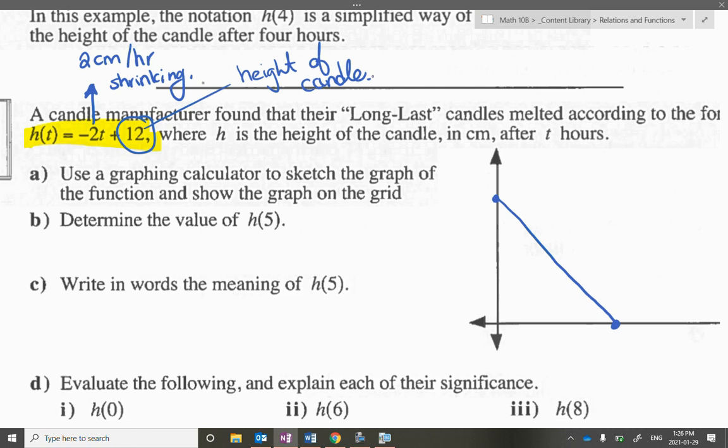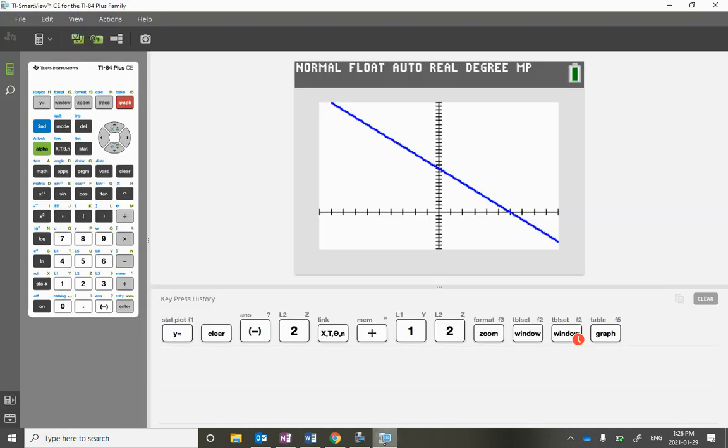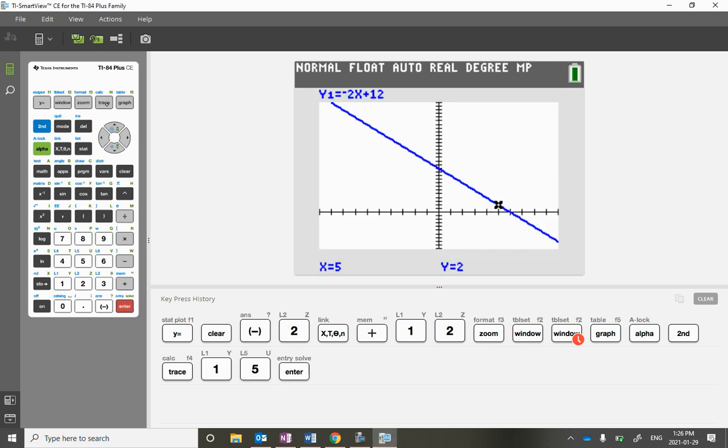Okay, in your calculators, determine the value of h at 5. So in your calculator, this is from your trace menu. You're going to value, and we're just going to enter in x equals 5. So second trace, 1, x equals 5. We get an answer of 2. Were we all able to do that?